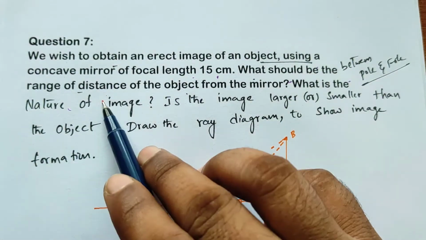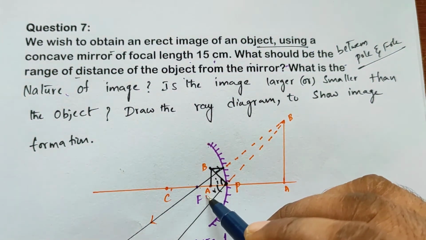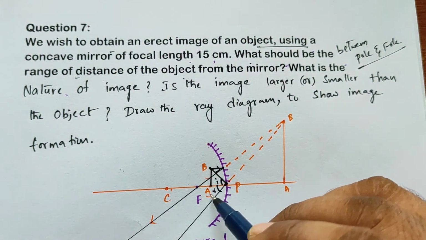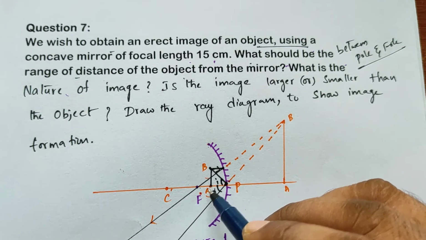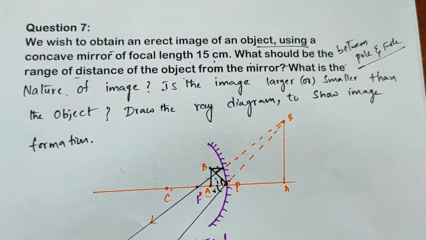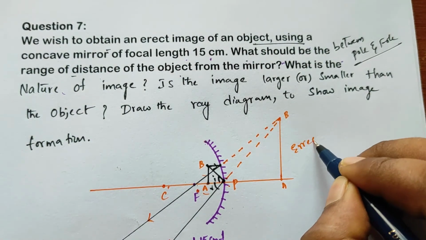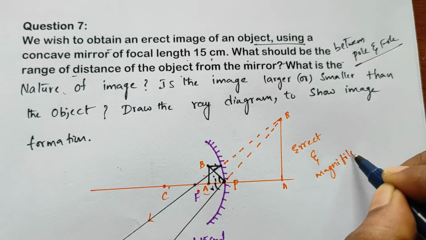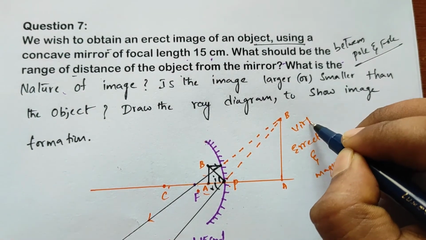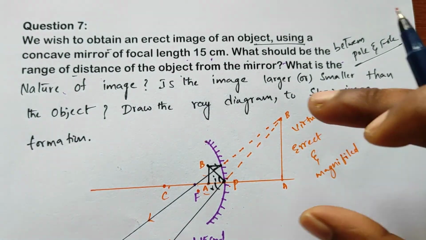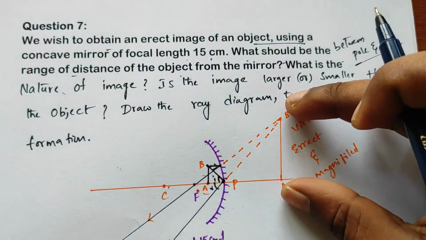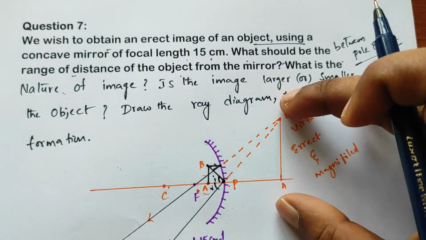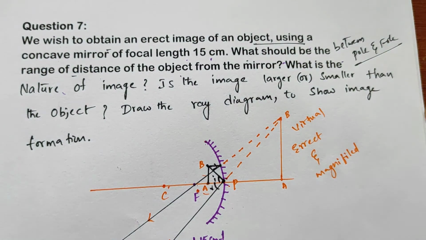What should be the range of distance of the object from the mirror? We need to keep the object between pole and focus. And what is the nature of the image? The nature of the image is erect, virtual and magnified. So a virtual image is formed and it is erect. Erect means it forms the same way I kept the object, and it is magnified. You can see the image size has increased.